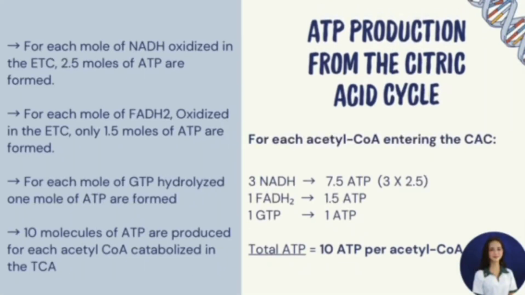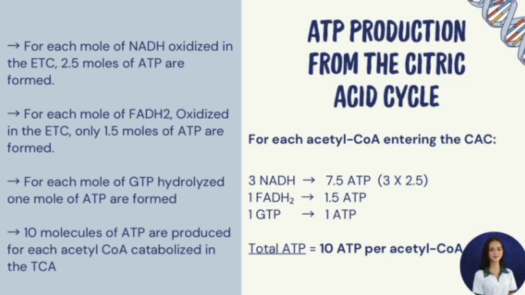So now we're going to talk about the ATP production from the citric acid cycle. For each mole of NADH, or nicotinamide adenine dinucleotide, oxidized in the ETC, 2.5 moles of ATP are formed. FADH2, which stands for flavin adenine dinucleotide, does not enter the ETC at its start, and produces only 1.5 moles of ATP per mole of FADH2 oxidized.